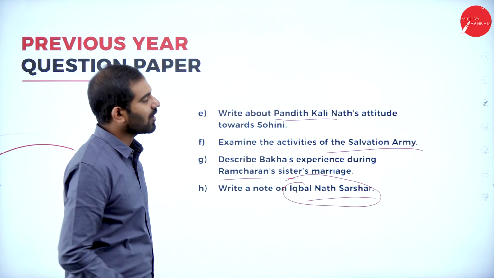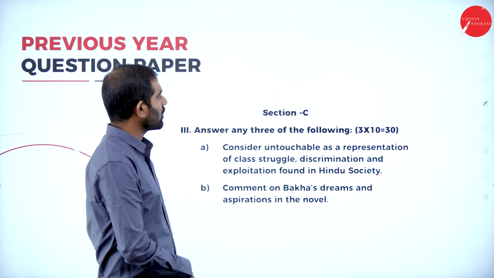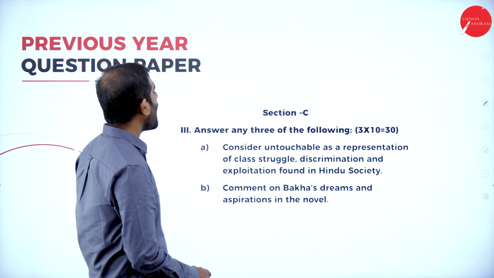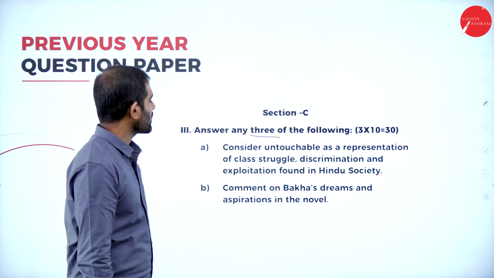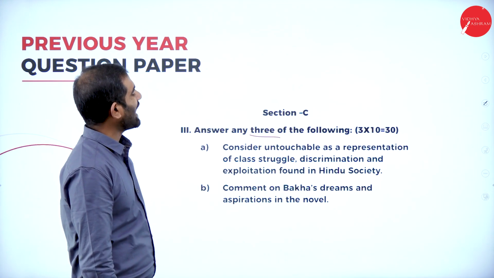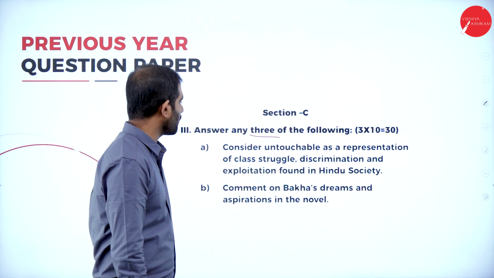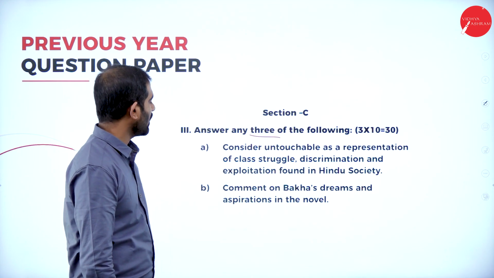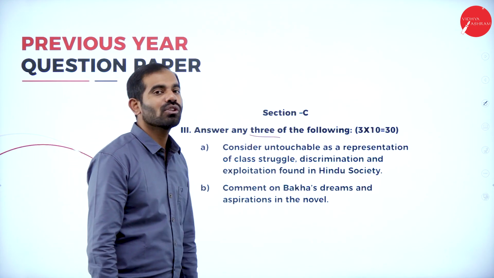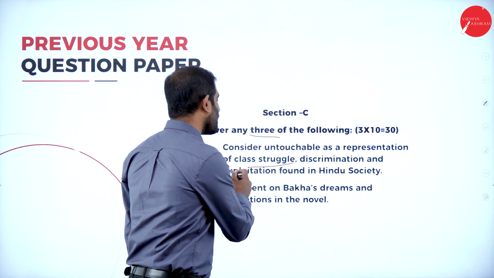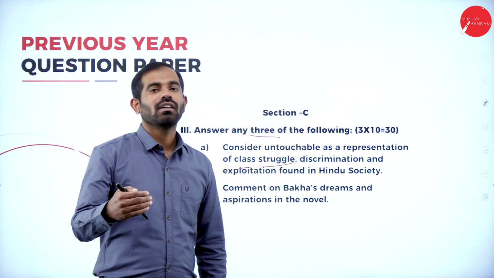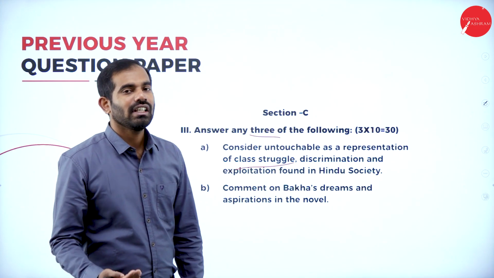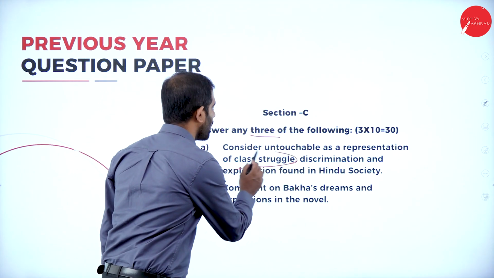This is about the 5-marker questions. Let us move on to section C now. Answer any 3 of the following. The first one, question A: consider Untouchable as a representation of class struggle, discrimination and exploitation found in Hindu society. So here we need to take up the character of Bakha and explain the different scenes in which he struggles in his life.